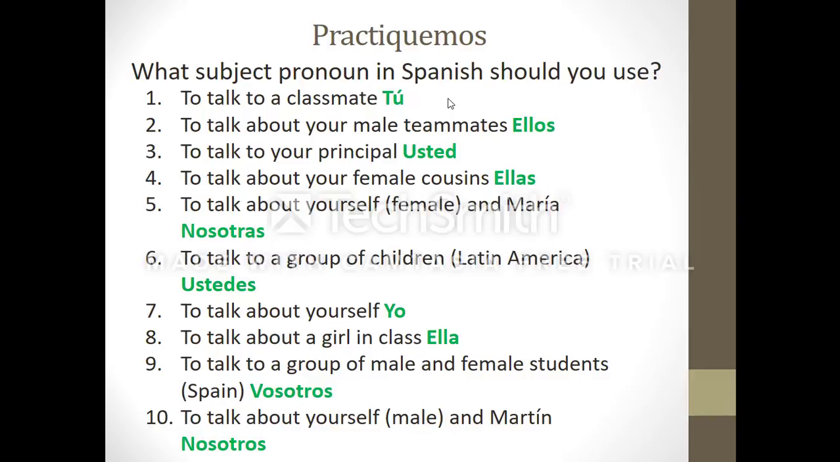Number 7, anytime you want to talk about yourself, you have to use yo. 8, to talk about a girl in class, okay, one person, and it happens to be female, you want to say ella. 9, to talk to a group of male and female students in Spain. Okay, so we have a mixture of males and females. We have to go masculine. We would say vosotros. And finally, to talk about yourself, if you're male and Martín, you would use nosotros. Because remember, anytime you are in a group, you always have to say we.